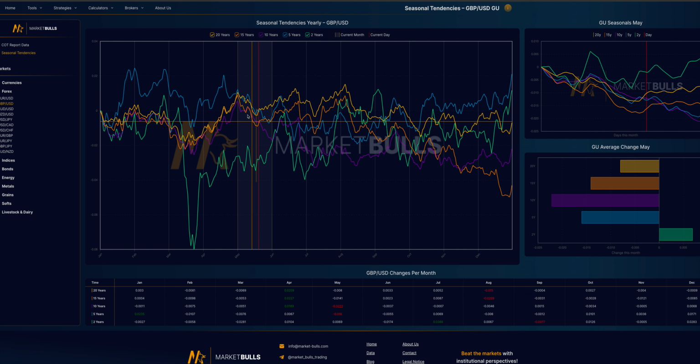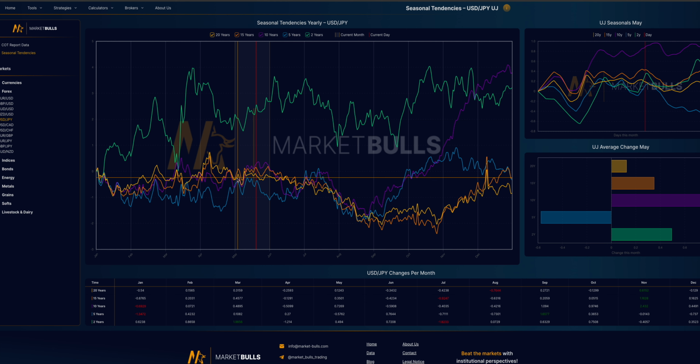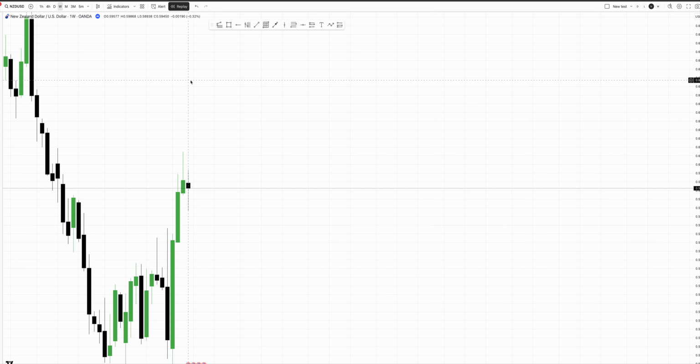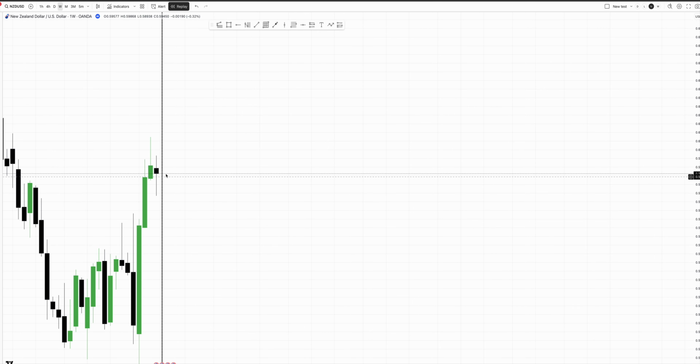Similarly, same thing for GU. GU is a more stronger bearish, as you can see. And USD JPY, you can see it's usually bullish, apart from the 5-year. Now, what this does is helps me understand what I could predict for May and knowing what assets I should be looking at. Just to show you, I will mark out the start of May, and you can see the weekly tendencies, the seasonal tendencies play out.